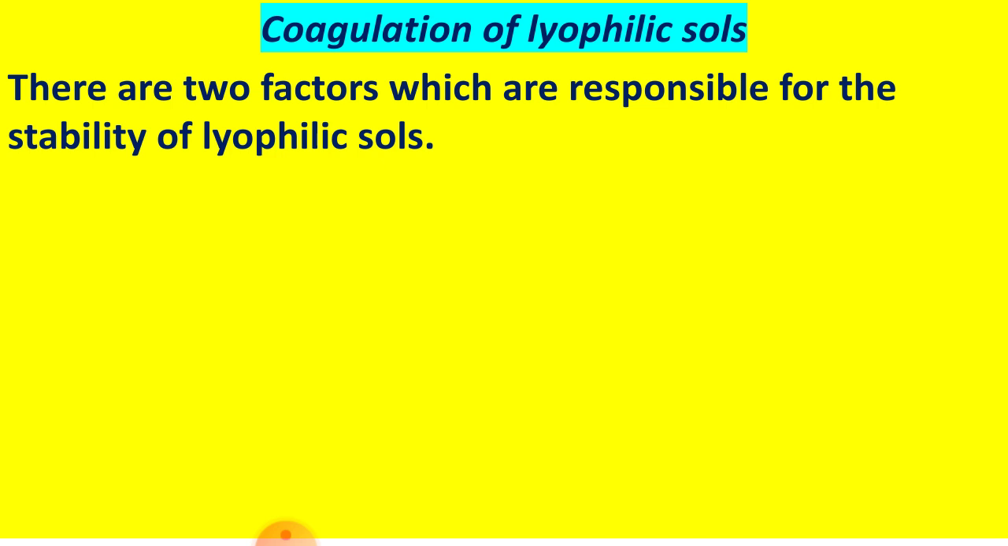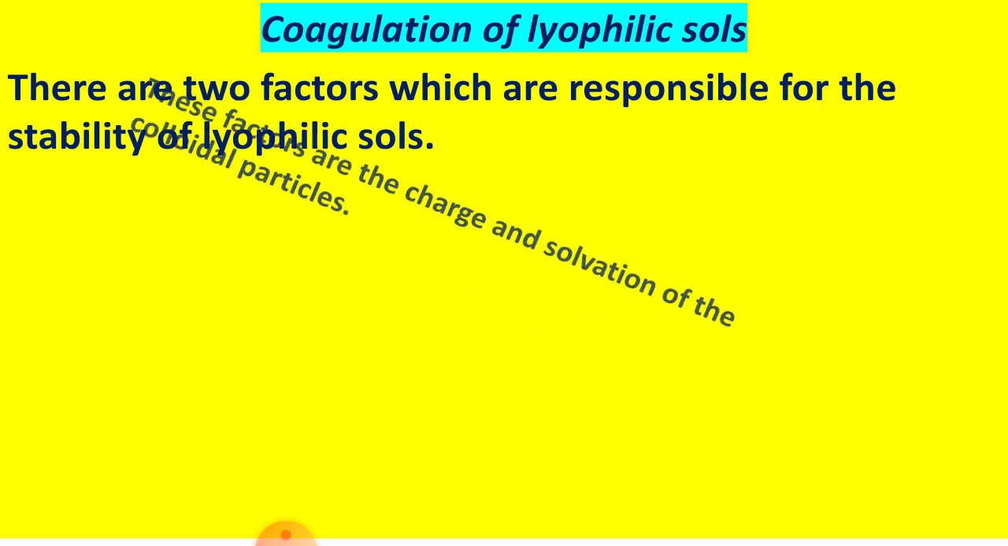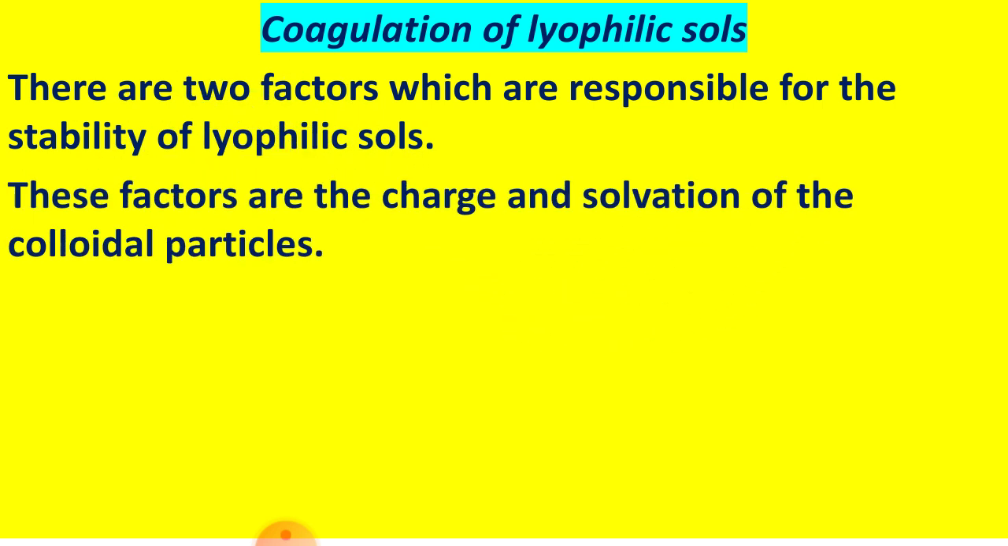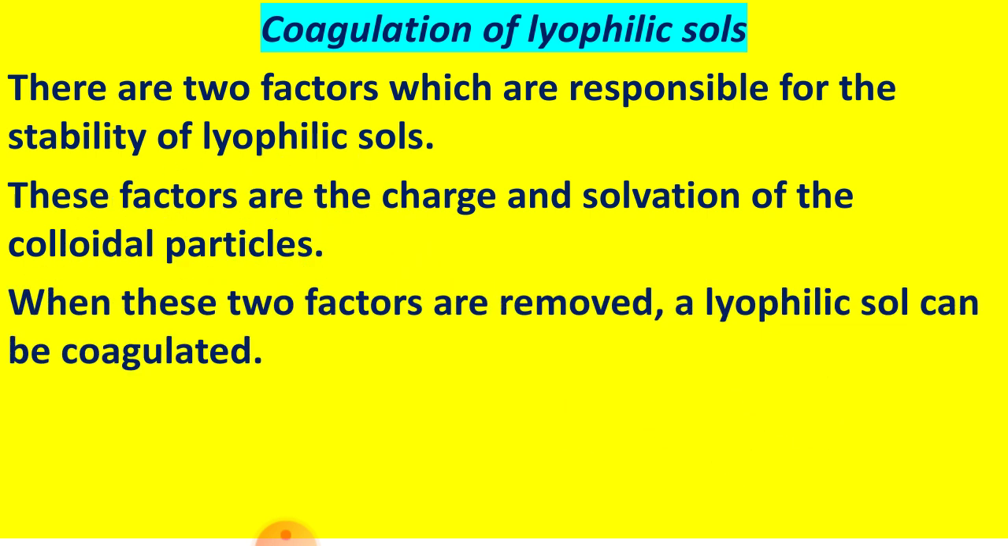Now dear students, coagulation of lyophilic sol. How can the coagulation of a lyophilic sol take place? Basically there are two factors responsible for the stability of a sol: charge and solvation of the colloidal particles. As I told you, lyophilic sols are liquid loving, so they are more solvated and hence more stable. When these two factors are removed, a lyophilic sol can be coagulated.